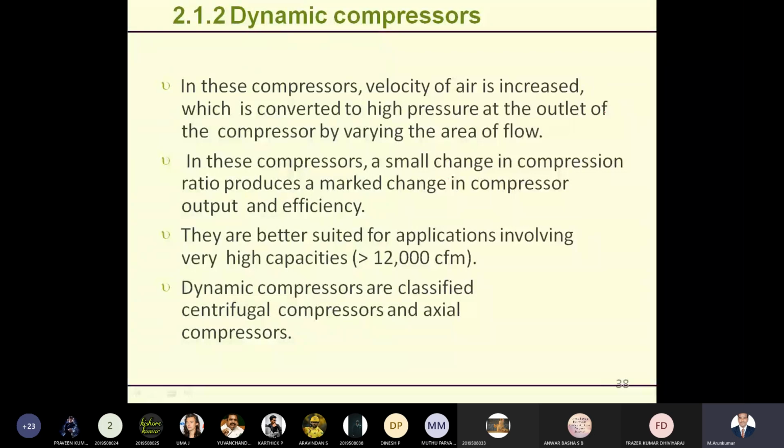Right. So a small change in compression ratio produces a marked change in the output, also the efficiency. So they are better suited for applications involving very high capacities, like greater than 4,000 CFM. Then the dynamic compressors are classified into subtypes of centrifugal compressors and axial compressors. So in this dynamic compressor, there are two classifications. One is centrifugal, another is axial.